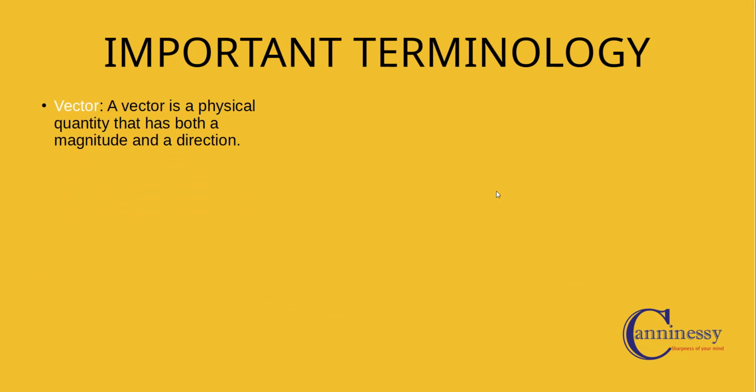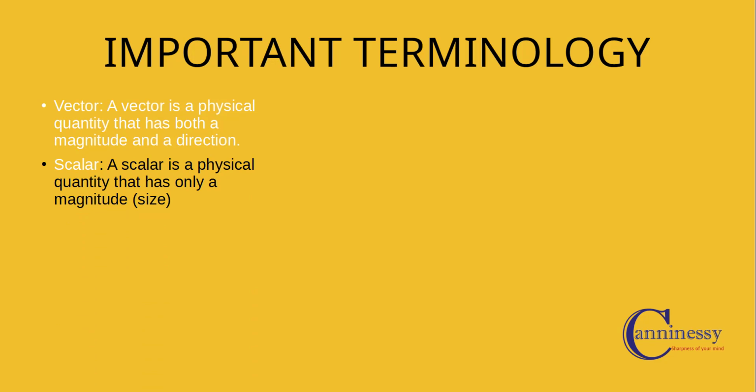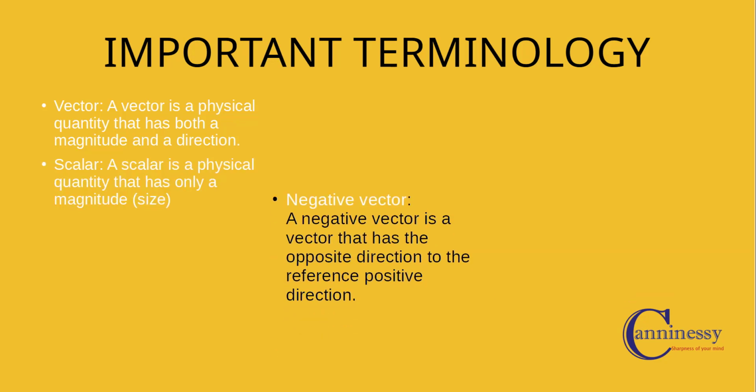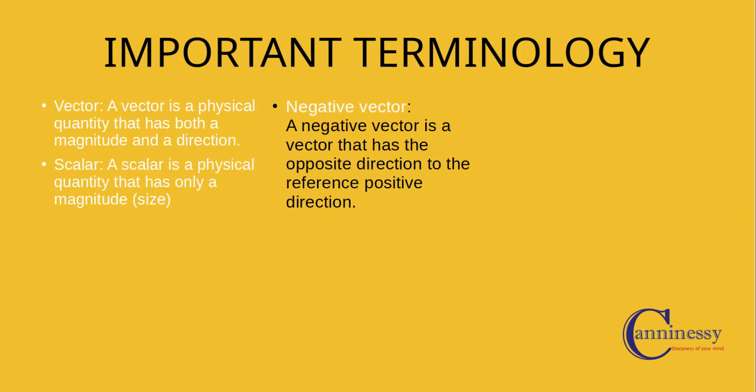Vector. A vector is a physical quantity that has both a magnitude and a direction. Scalar. A scalar is a physical quantity that has only a magnitude or size. A negative vector is a vector that is in the opposite direction to the reference positive direction.